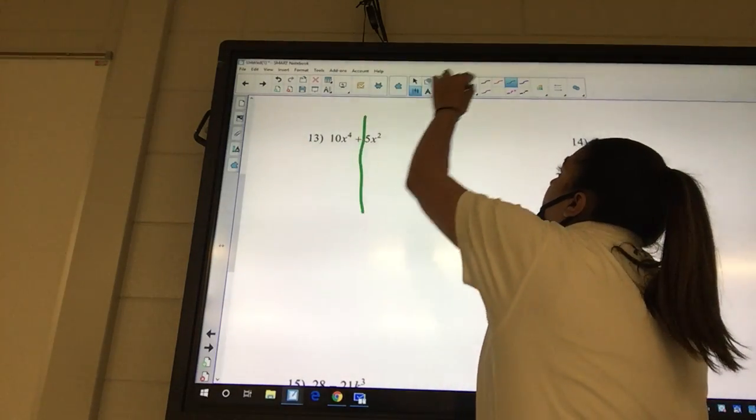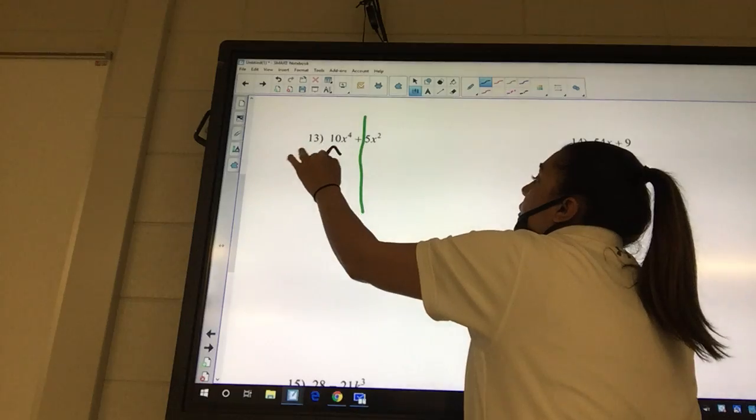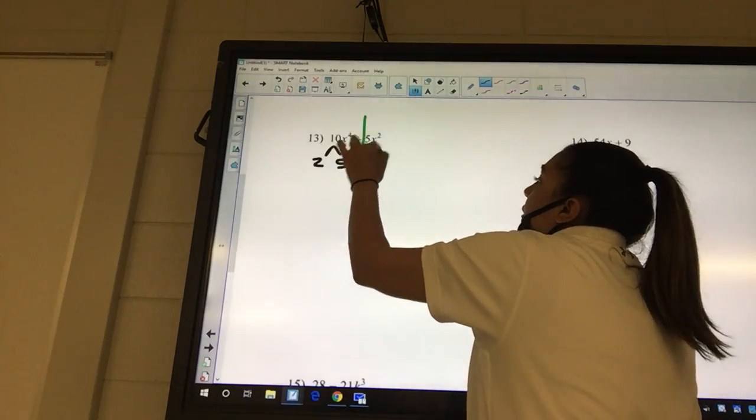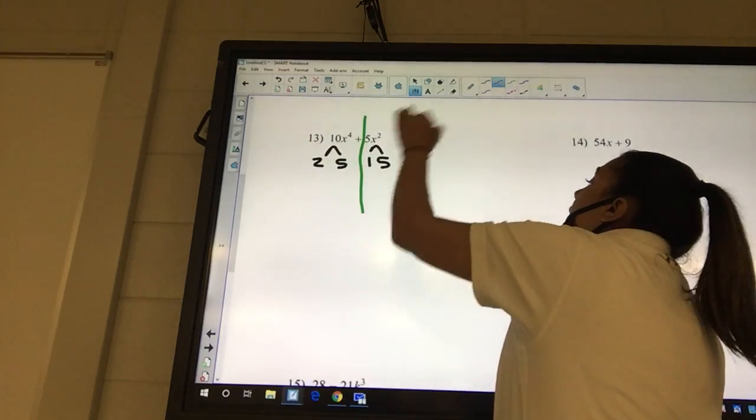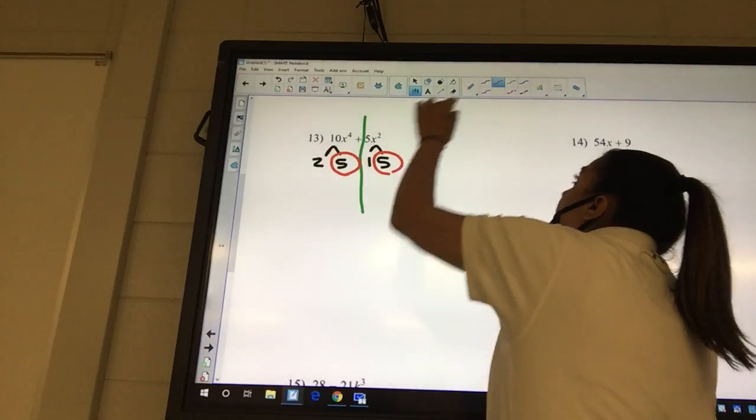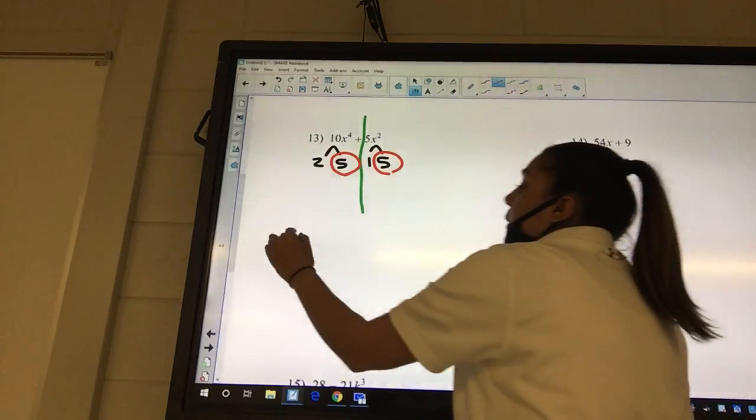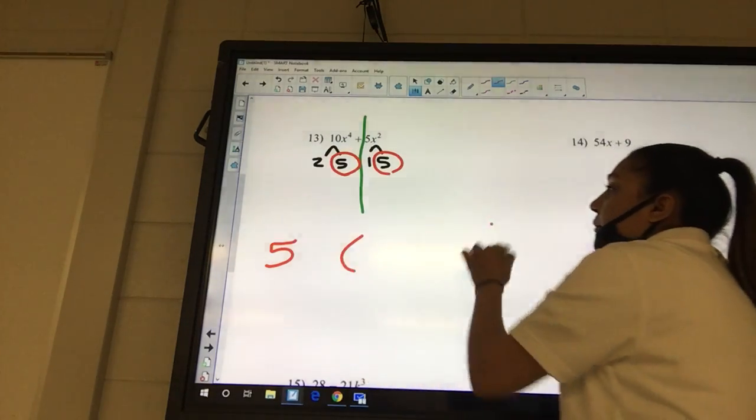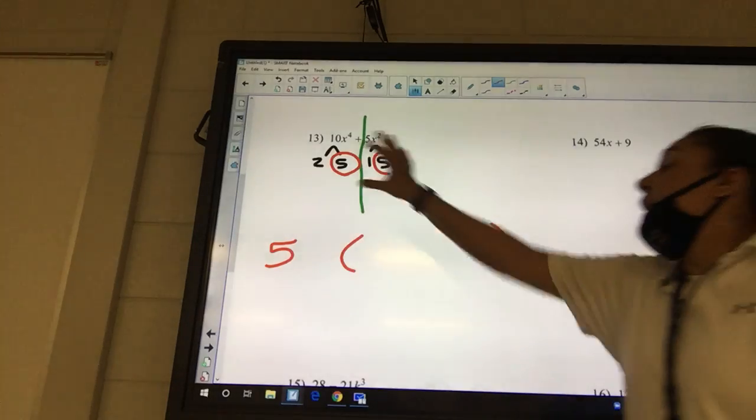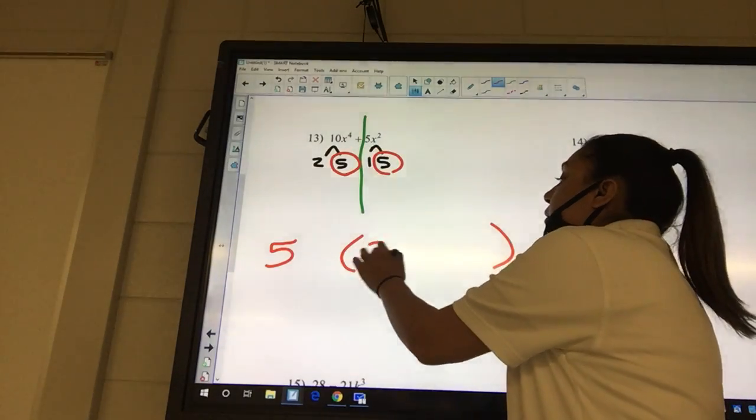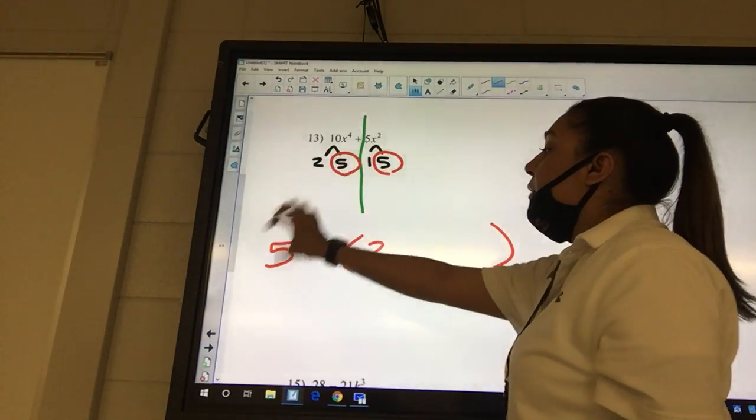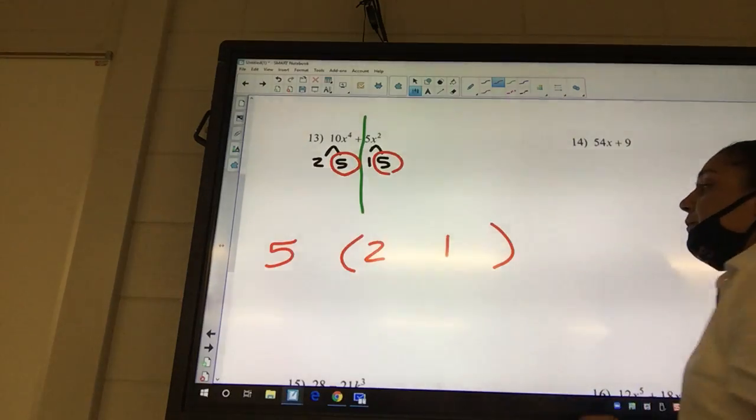Okay, draw your little thing for your parentheses. So I got 2 and 5, and for a 5, it's just going to be 1 and 5. So our matches are going to be 5s, and so we put a 5 on the outside. So 10 divided by 5 is 2. 5 divided by 5 is 1.